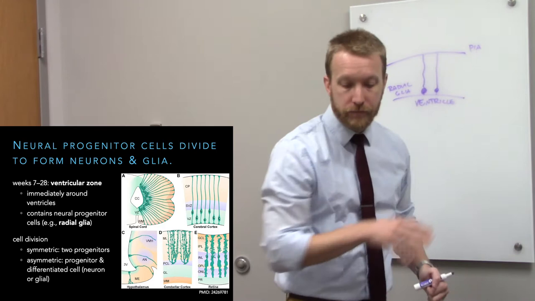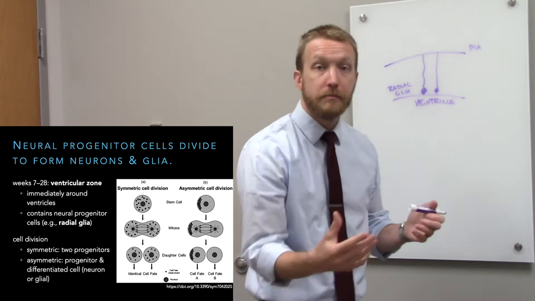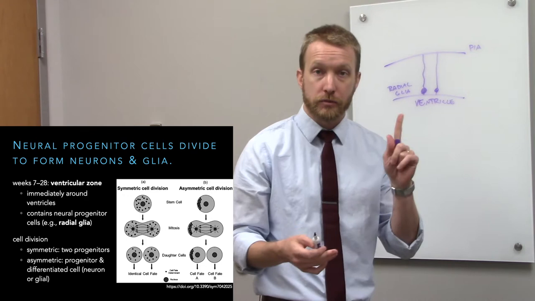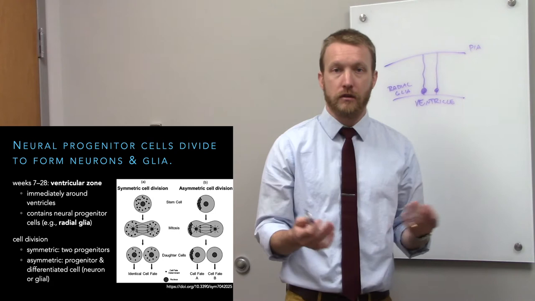The radial glia undergo two different types of cell division. Now early on, we go through symmetric cell division, where we just clone ourselves. In symmetric cell division, one neural progenitor cell creates two neural progenitor cells. So the two daughter cells are clones of the mother. They're exactly the same. Nothing has changed.